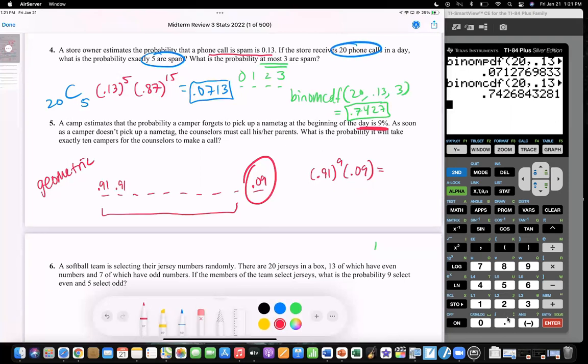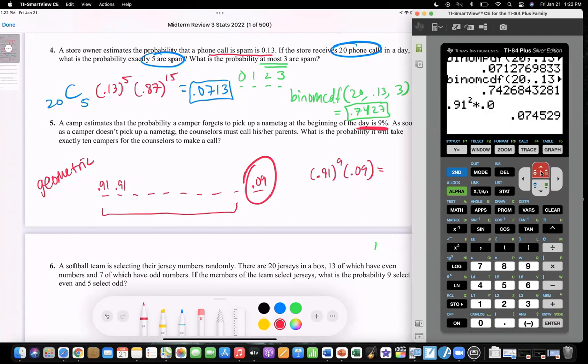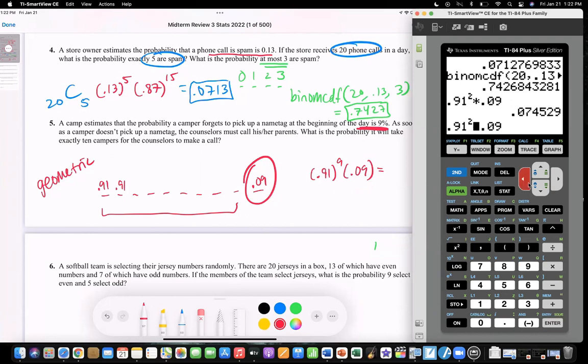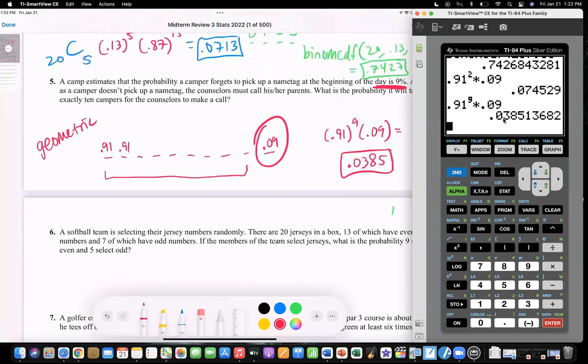Okay, so I type that in. So we want 9 campers who don't forget, and then finally, the 10th one is the one that does forget. I don't know why I typed in squares. All right, so we want 9 of these. Lots of 9s happening here. So that'll give me 9 of those, and then the 10th one forgets, and that's 0.0385. It's about a 3.85% chance. Okay, let's continue on.